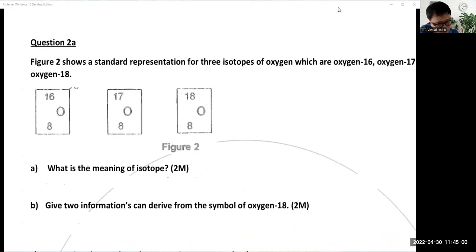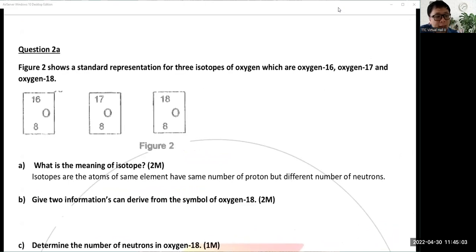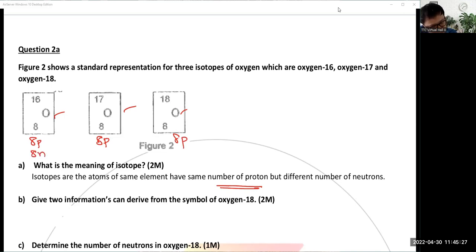What is meant by isotope? This definition you may not have to write out. Isotopes are atoms of the same element. For example, all these are oxygen, so they are the same element and have the same number of protons. In this case, it has 8 protons, 8 protons, 8 protons. Then this one, 16 minus 8 will be 8 neutrons, 17 minus 8 will be 9 neutrons, 18 minus 8 will be 10 neutrons. So they have the same number of protons but different numbers of neutrons. This is the first answer.